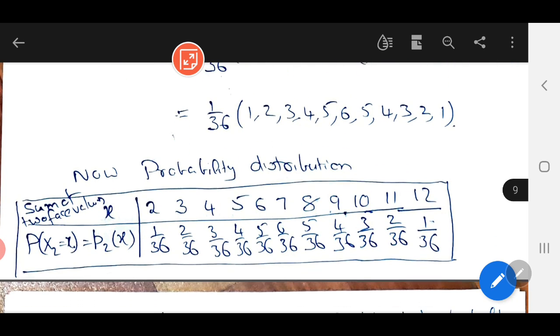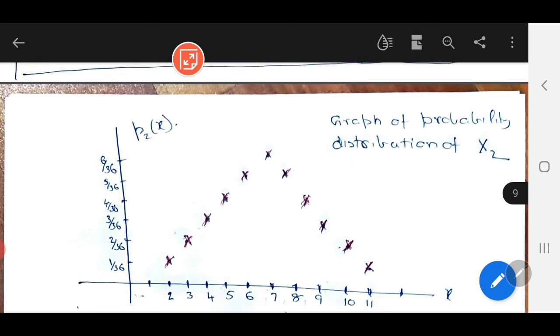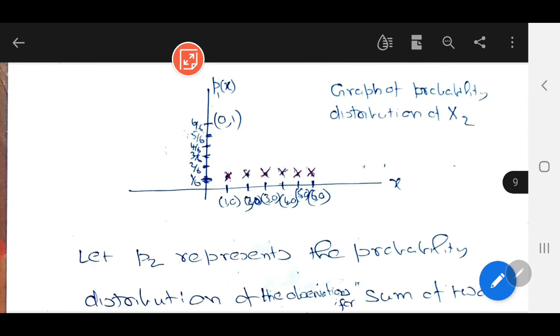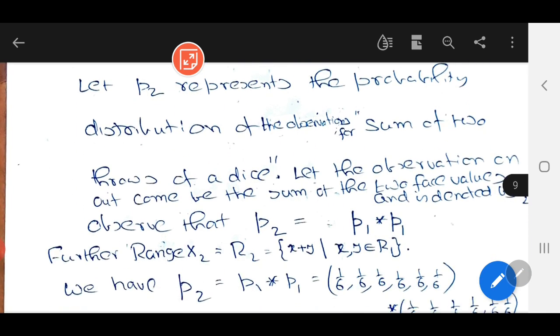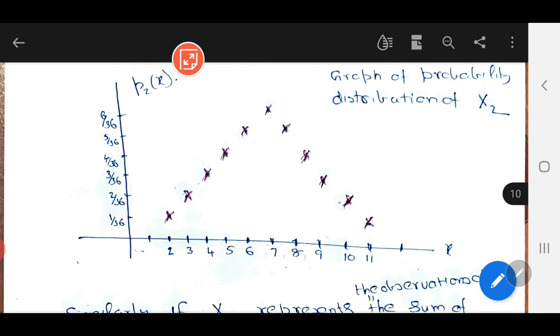Now we have the probability distribution. This we know how to compute. This is the sum of the two face values here. So look at the graph. That is very important here. The first graph is x1, only the first observation. It is a flat one, a uniform one. Please remember that one.